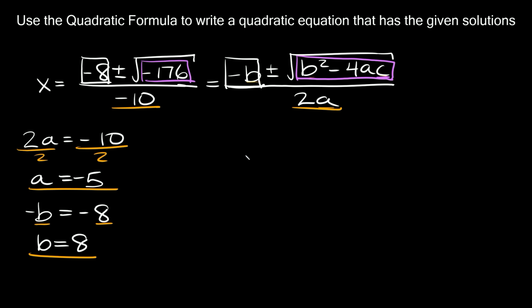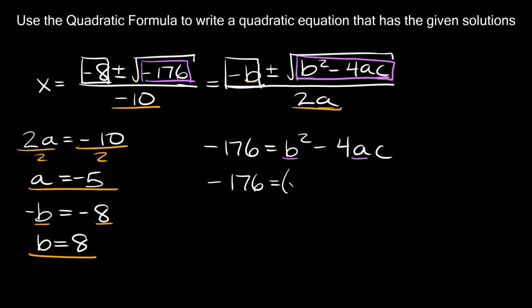So to solve for c, we're going to set that one, -176, equal to the discriminant, b squared minus 4ac. But we know what a couple of these variables are now, right? We know that a is equal to -5 and b is equal to 8. So we're going to say that -176 is equal to, b is just 8, so 8 squared minus 4 times a, which is -5, times c.